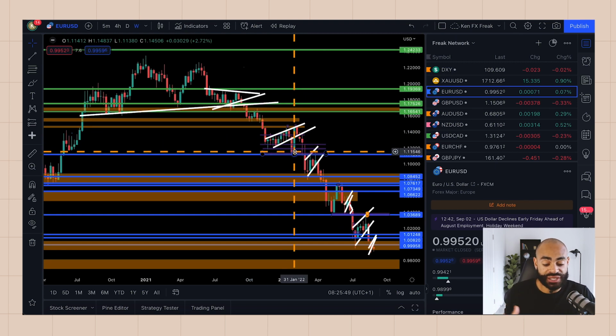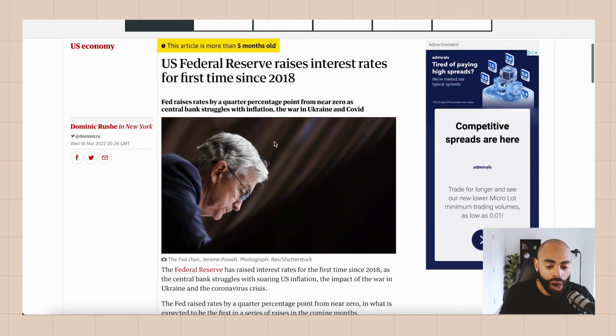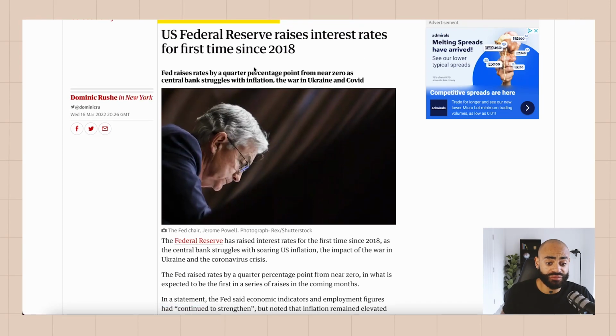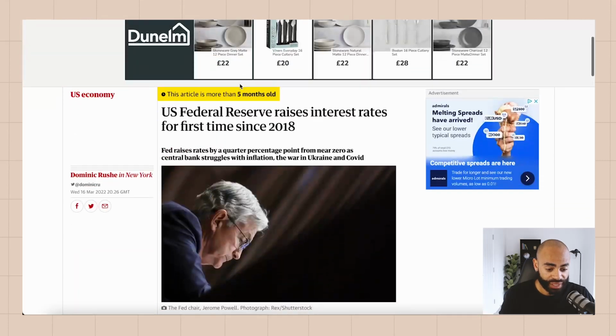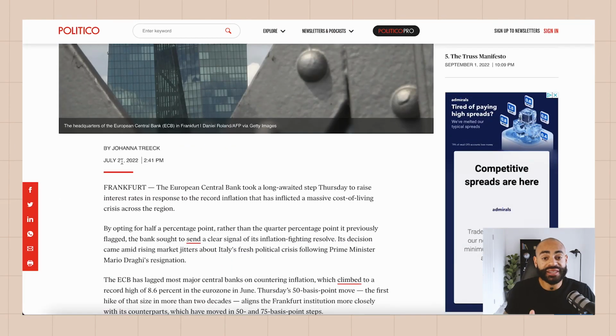Now, that divergence has picked up in time, because we saw the first hike from the Federal Reserve back in March of this year, 2022. They raised for the first time since 2018. That was in March, okay? As you can see here, look, March. Now, the ECB didn't start raising rates until July. So look at that big run ahead.